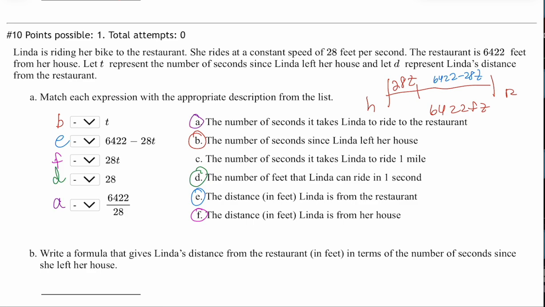Okay, and then it says to write a formula that gives Linda's distance from the restaurant in feet in terms of the number of seconds since she left her house. Well, if we want to know the distance from the restaurant, it is always going to be the total that it started to be, minus how much she has ridden. So that's the formula they are looking for. So there is example 10.